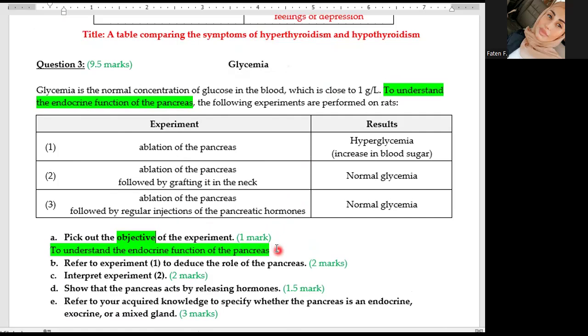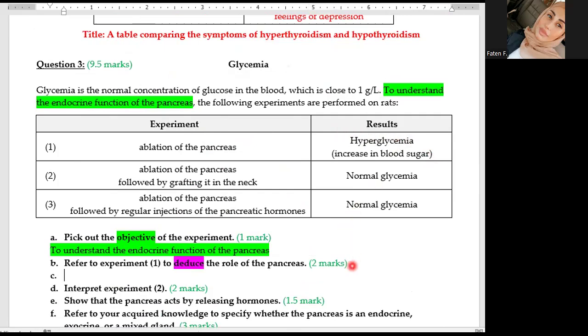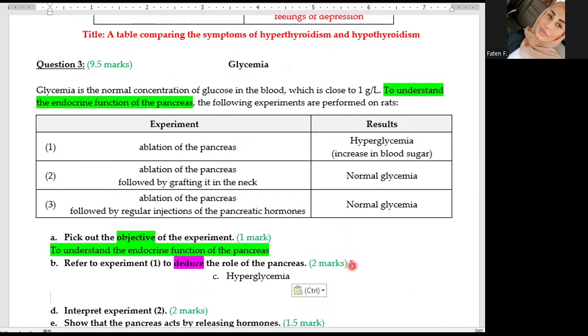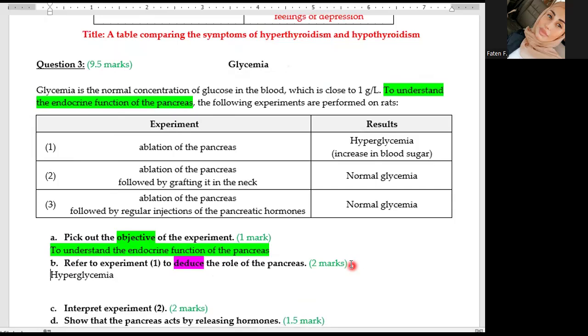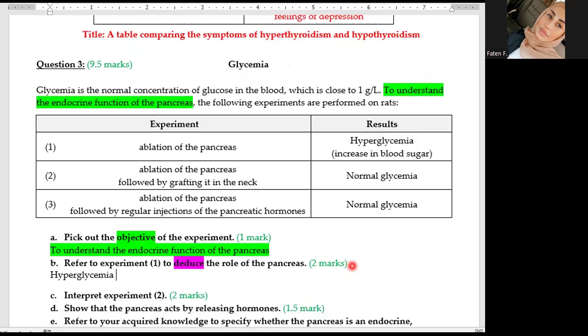It tells me to refer to experiment 1 to deduce the role of the pancreas. So we have to justify then deduce. What did we do in experiment 1? In experiment 1, we removed the pancreas. So what happened? Hyperglycemia occurred. Okay, so let's start by justifying. The best way to justify is to analyze. So hyperglycemia occurred when?